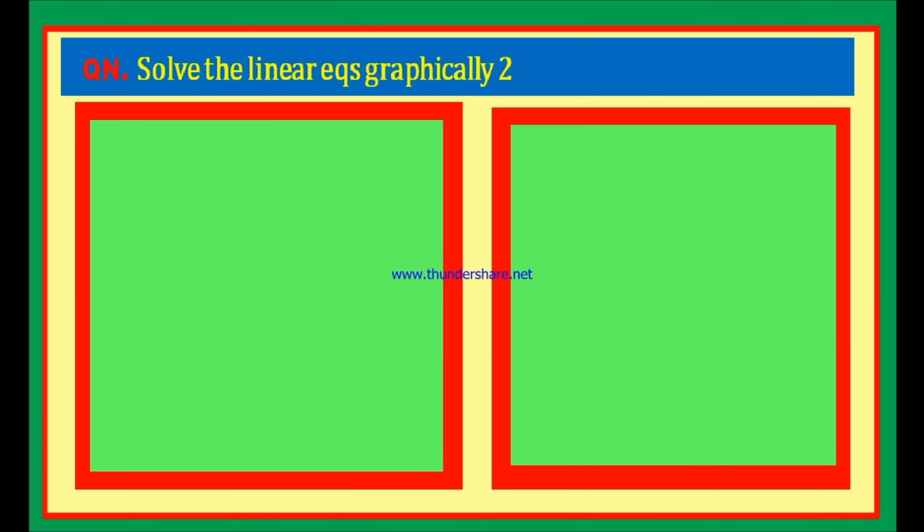Solve the linear equations graphically: 2x plus y minus 6 is equal to 0 and 4x minus 2y minus 4 is equal to 0. This question appeared in March 2015.